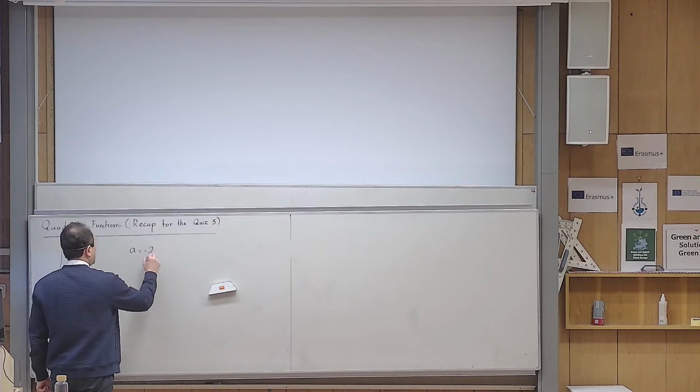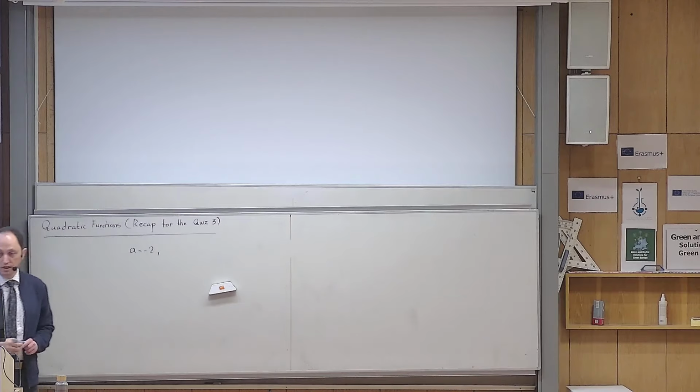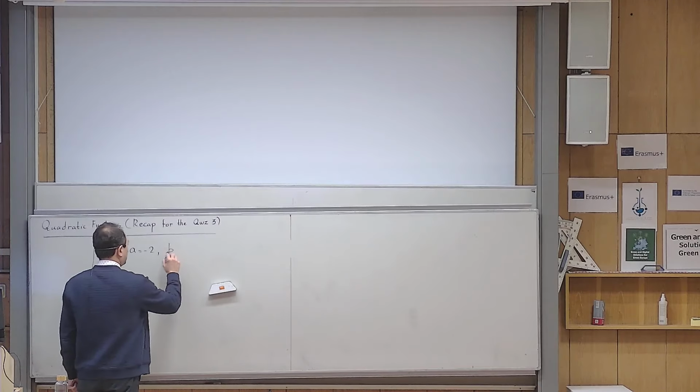And then how much shift do you see along the y-axis? 1 unit, but it goes down, yes? So it should be minus 1. So b is minus 1.